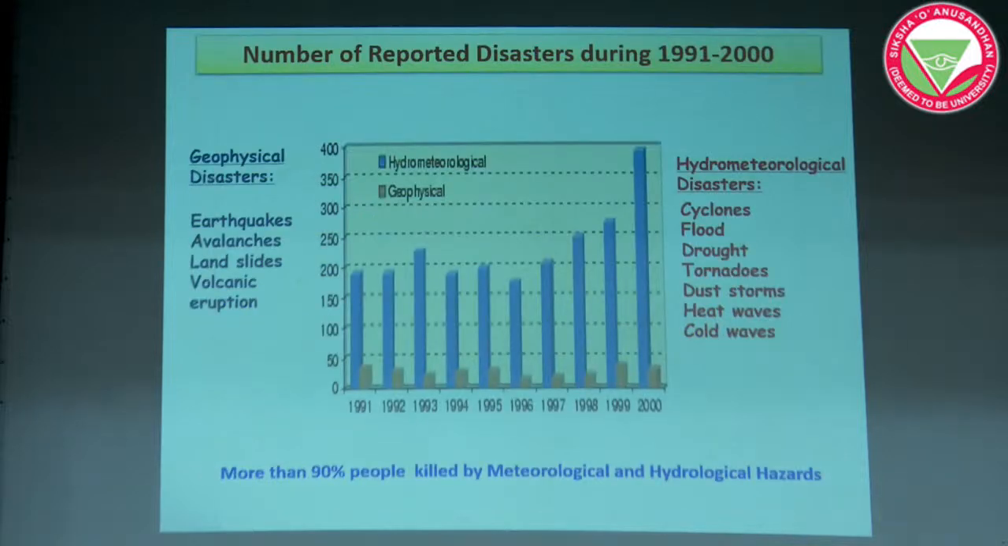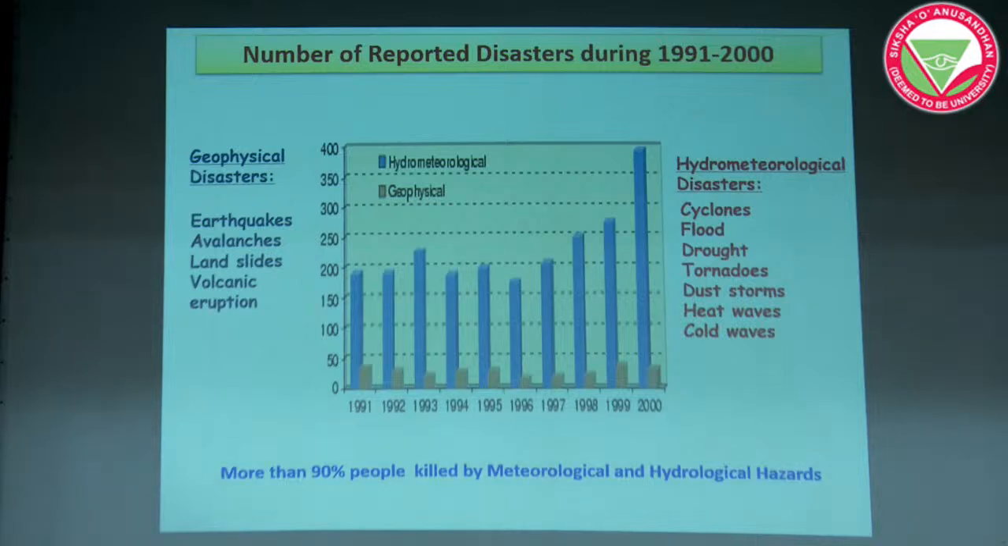This is what I told you earlier, that there are two types of natural disasters. Of course, there are also man-made disasters, which we are not discussing. The natural disasters are broadly of two types. One is known as hydrometeorological disaster, that means linked with water and atmosphere.